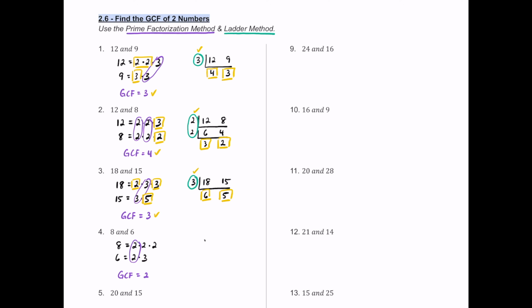If we go ahead and write the ladder method out, 6 and 8, they both are even, so I know we can divide them both by 2. So 2 times 4 is 8, and 2 times 3 is going to be 6. And so 4 and 3 have nothing else in common, so this 2 on the side must represent our GCF. And again, these extra 2's combine to make 4 if you multiply them. And this extra 3 is this extra 3 over here.